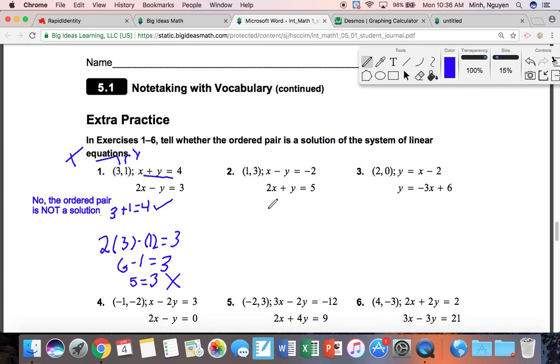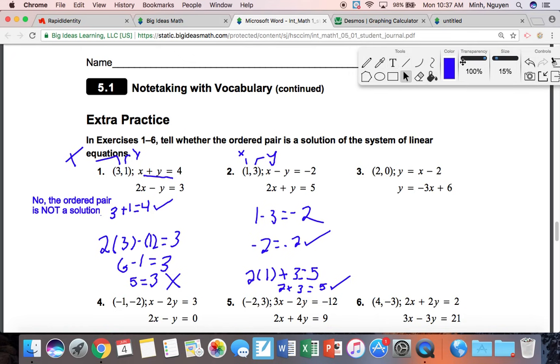All these, I'll write out a few. 1 minus 3 equals negative 2. Again, this is just x, this is y. We're just substituting and seeing if it checks out or not. So negative 2 equals negative 2, that checks out. 2 times 1 plus 3 equals 5. 2 times 1 is 2. 2 plus 3 is equal to 5. Yes, that's true. So for this problem, yes, the ordered pair is a solution.